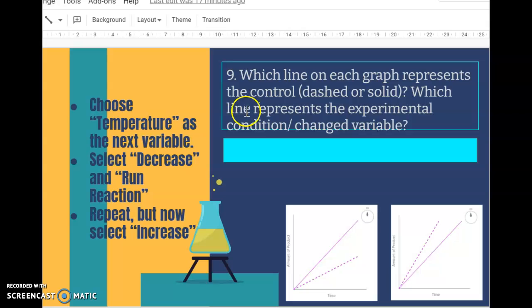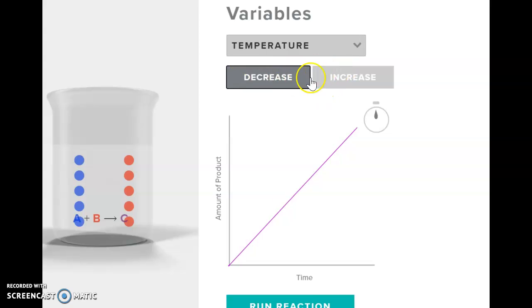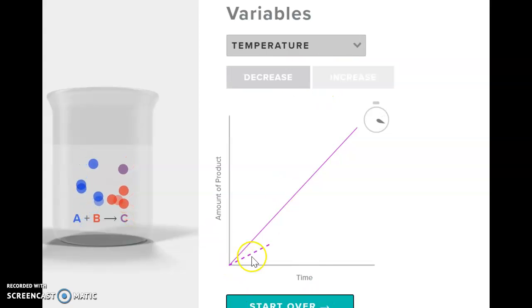Which line on each graph represents the control, the dashed or the solid? Which line represents the experimental condition, or the variable changed? Does the dashed or the solid line represent if we've increased or decreased the temperature? Which one doesn't change? Looking at the same graph, we did increase. If we start over with decrease, this is where we change the variable. This is the line being created from the decrease. You'll see that this one didn't go to completion with a lower temperature. So determine, is the solid line your control or is the dashed line your control?